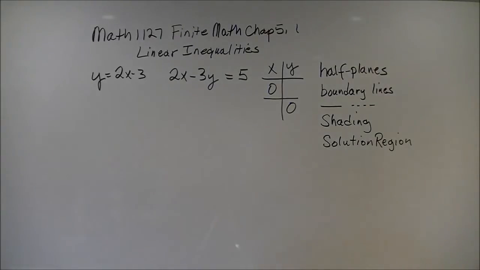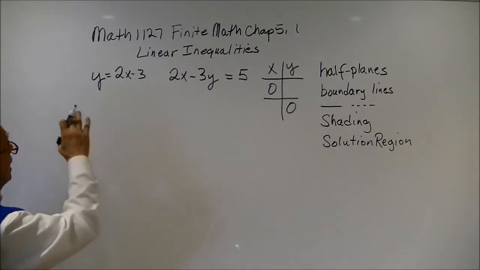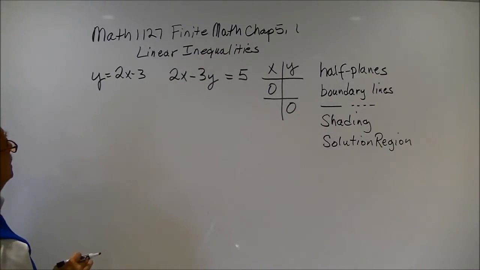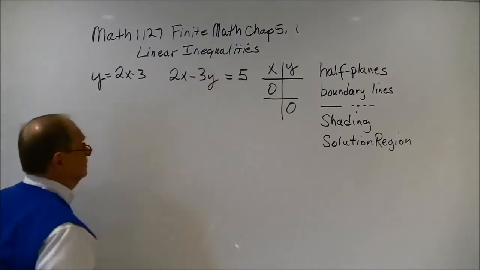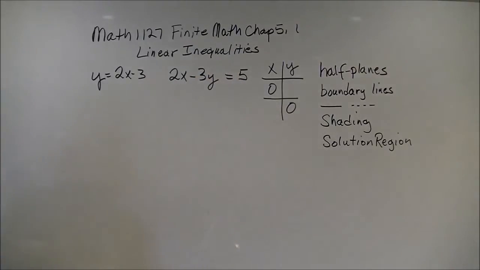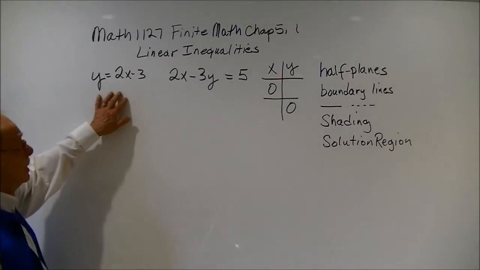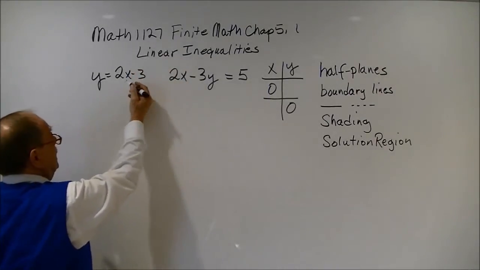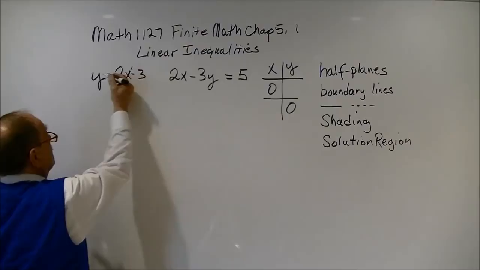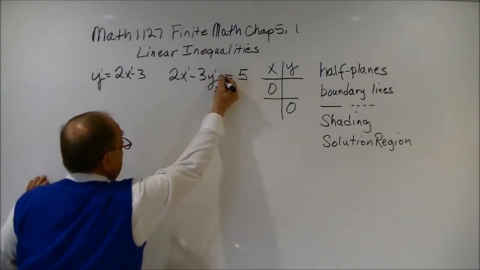We're going on now to Chapter 5, Section 1 of Finite Math, Math 1127, where we're going to deal with linear inequalities. Now, in an earlier section, we did do what are called linear equations. Something is linear if the exponents on the variable are only to the first degree. And if they are, we don't write them.